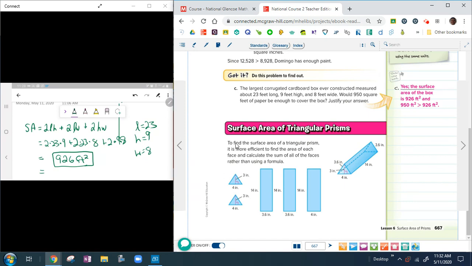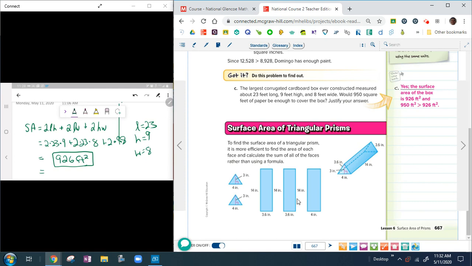So it says it right here. You might want to underline this. To find the surface area of a triangular prism, it is more efficient to find the area of each face and calculate the sum, that means add it up, of all the faces rather than use a formula.